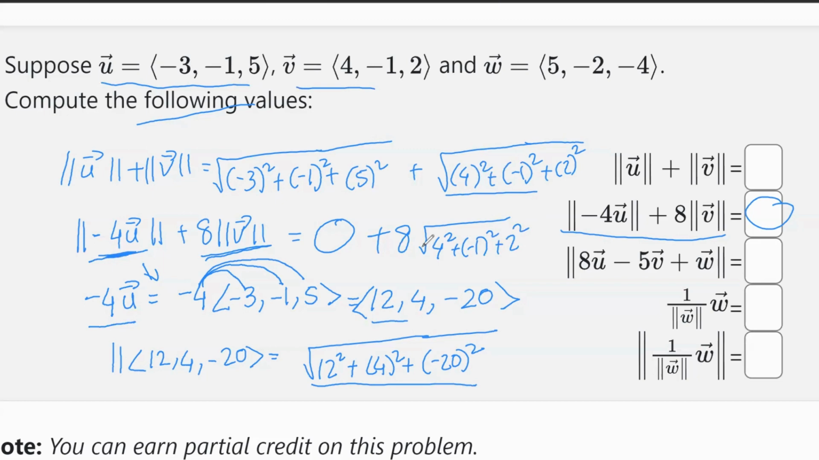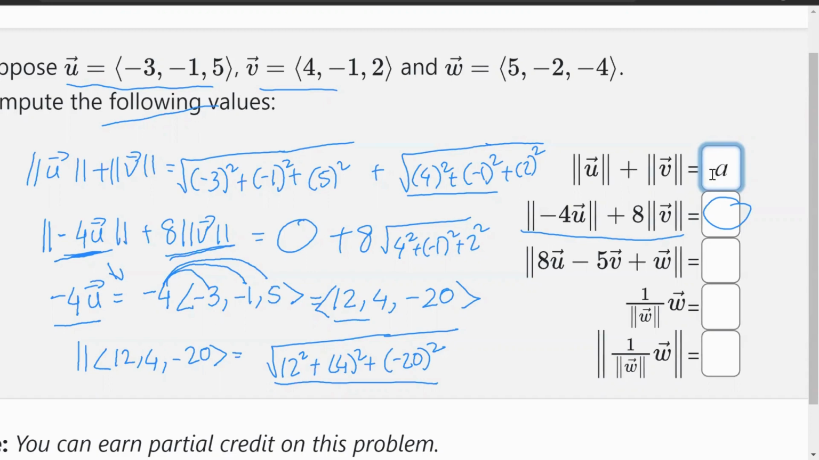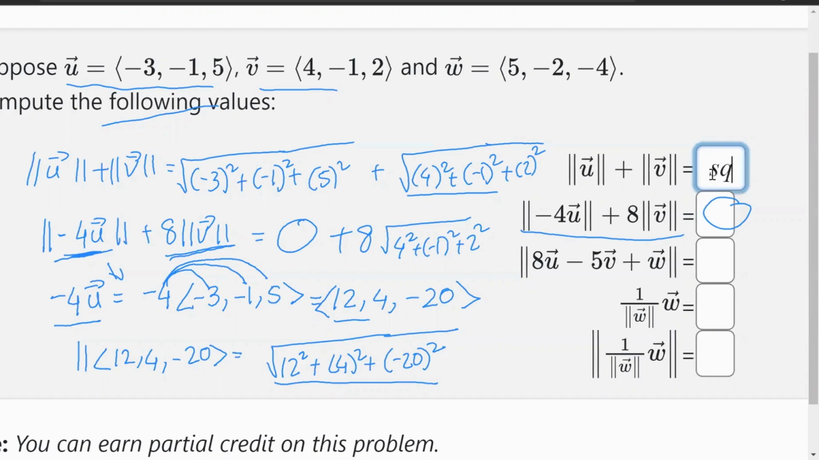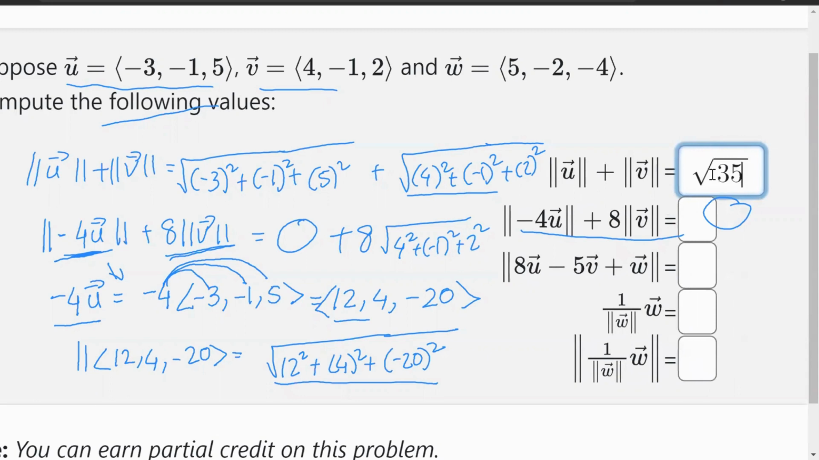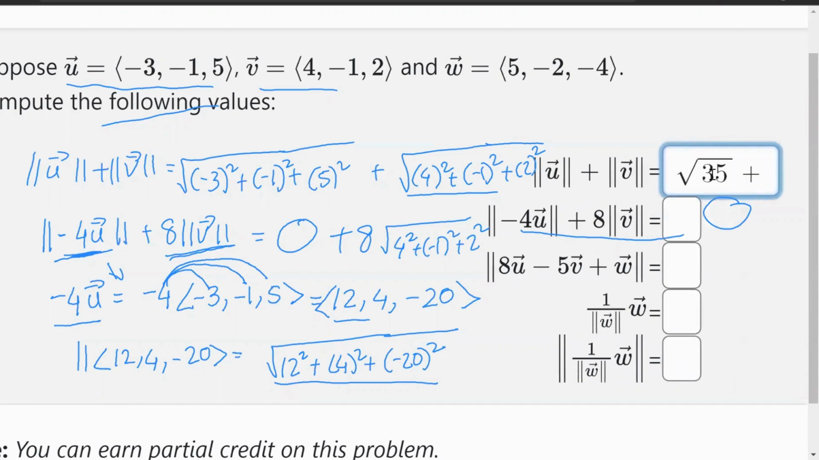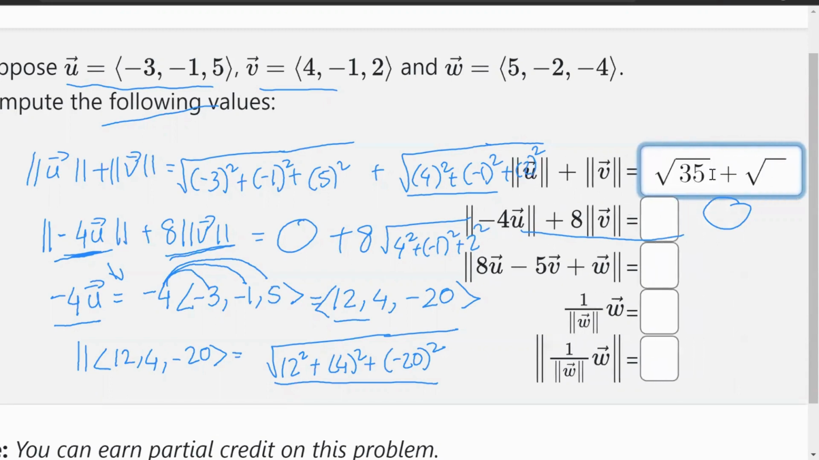So I just want to show you guys that I'm right, and this is the correct way of doing it. For the sake of your understanding, I'm going to put the answer. For this one, what I get is square root of 9 plus 1 plus 25, so square root of 35, plus square root of 16 plus 1 plus 4, which is 21.